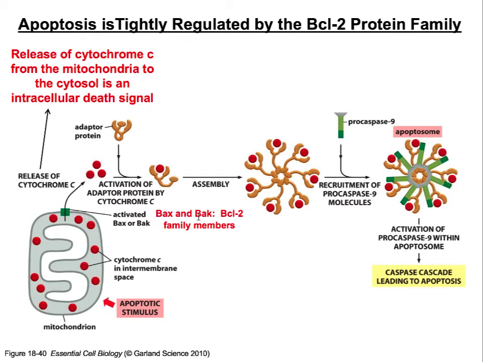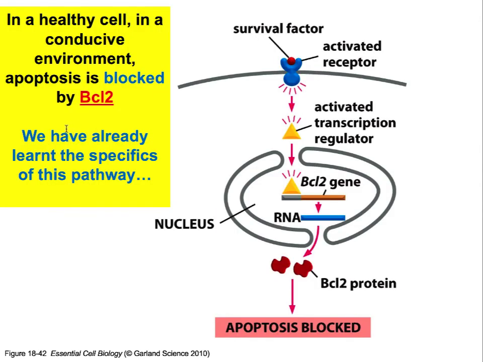Now, BAX and BAK are part of a family of proteins called the BCL2 family. Some of these proteins from this family activate apoptosis, and as we'll see in a moment, some proteins that belong to this family actually prevent cell death. So it's the balance of the two that determines whether a cell will survive or if the cell will die. The survival member of the BCL2 family is BCL2 itself. That's the name of the protein.